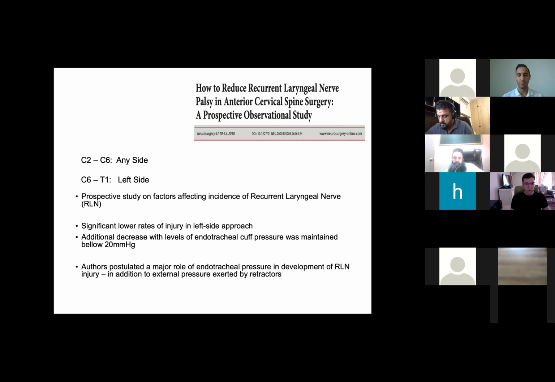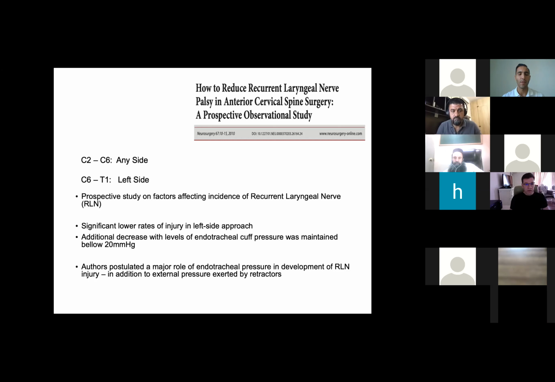But I have seen many surgeons who don't like to use this kind of approach. The general recommendation is that you can use any side approach from C2 to C6, whatever you feel comfortable with. And from C6 to T1, there are some papers that favor the left side, because it shows a significantly lower rate of injury to the recurrent laryngeal nerve, although other papers show different scenarios.